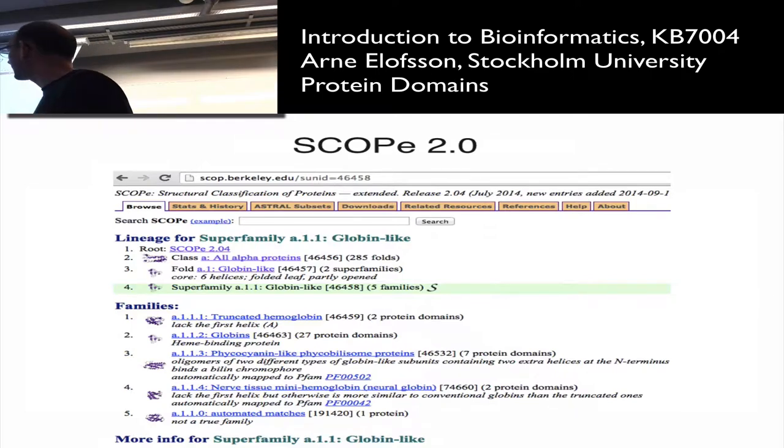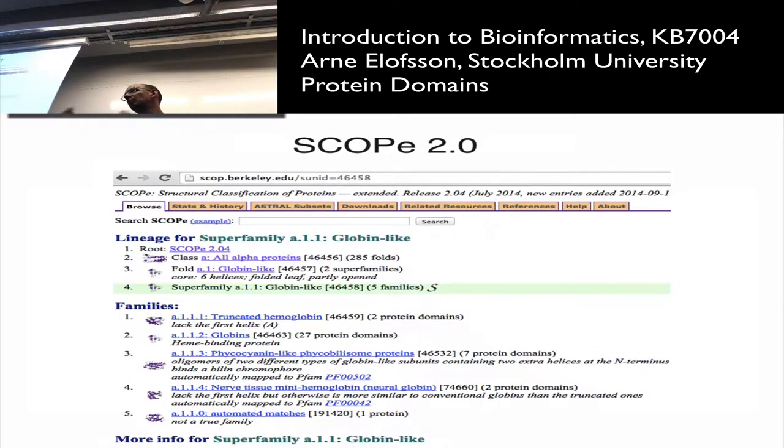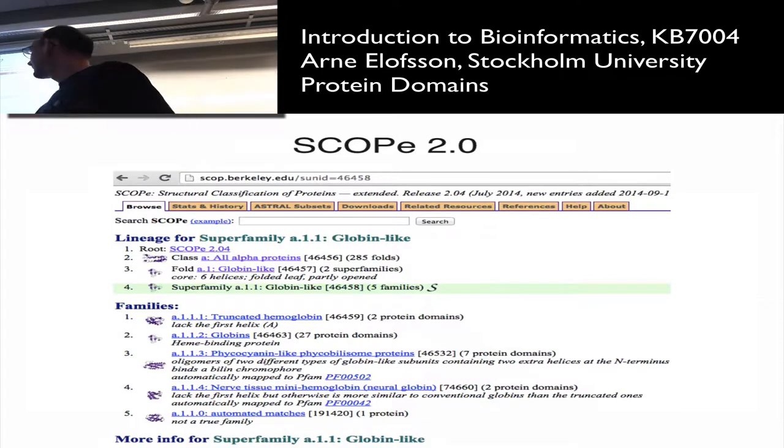And there are some truncated ones that lack the first helix, so this is a variation: it doesn't have six helices, it has five helices, because it lost one helix. And this also lacks the first helix, but it's more similar to conventional globins than the truncated ones. Okay, nerve tissue hemoglobin. And then there's some not a true family, that's one protein. So here you see you have 27 protein domains in these globin ones. And they have 2 there and 7 in the phycocyanin ones.